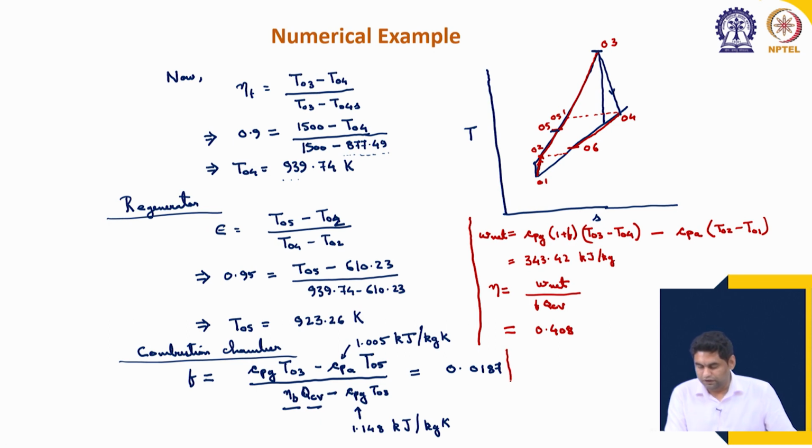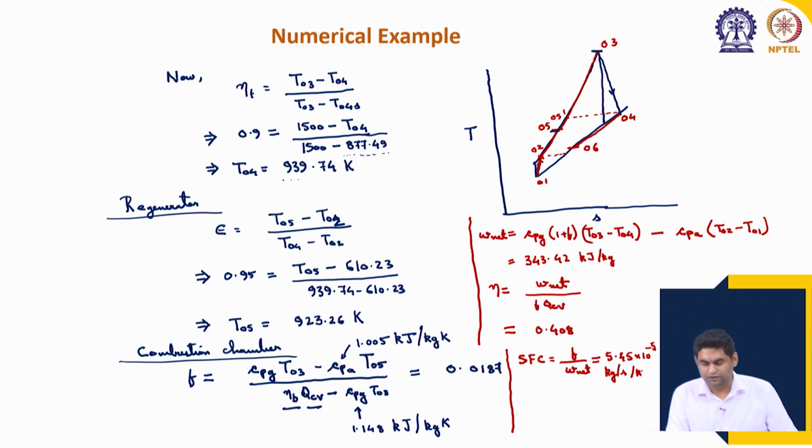We also want to calculate the specific fuel consumption. Specific fuel consumption is equal to F by W net, if you remember, otherwise derived from the initial value. So, F is known, W net is known. So, this comes out to be equal to 5.45 into 10 to the power minus 5 kg per second per kilowatt.